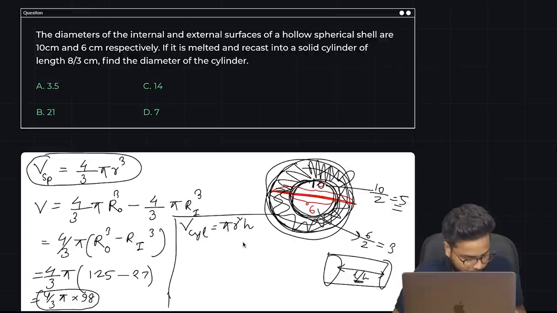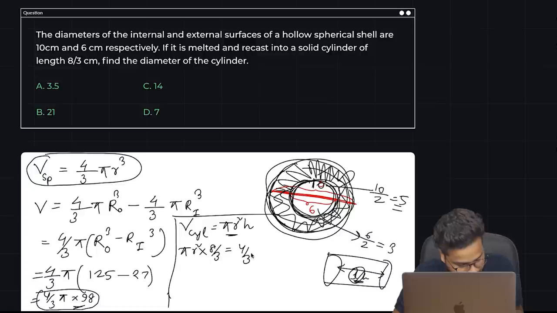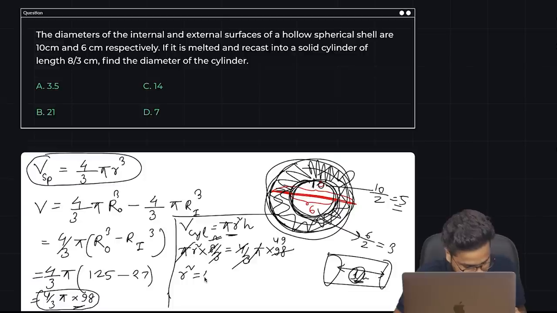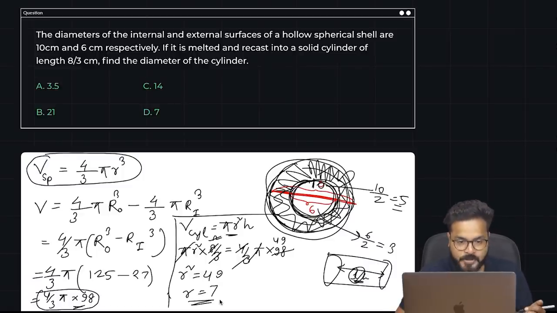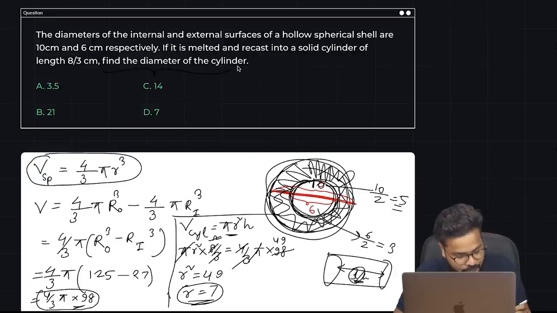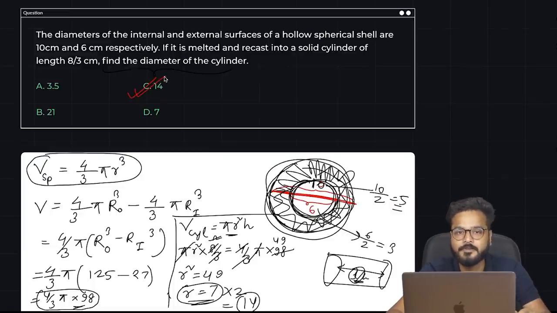Now, if this is melted to form this, this and this would be equal. So π r square into h. What is h? H basically is the length of the cylinder, which is 8 by 3, right? That should be equal to 4 by 3 π into 98. So π and π are gone. R square would be equal to, so guys, 3 and 3 gone, 4 and 2 gone, 2 into 49. So r square is 49, r is 7. So your answer would be option D. No, this is the radius that you have found. You have to find the diameter of the cylinder, so 2 times it. Your answer would be 14, option C. Got that?